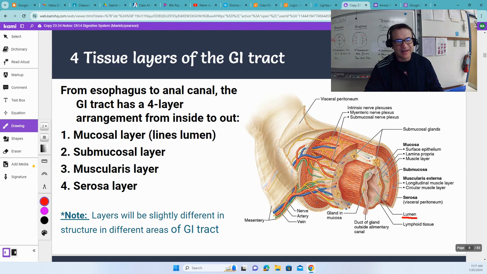So the first layer you're going to get to that lines the lumen is called the mucosa or the mucosal layer. You can see it's made of three distinct layers. It's got a layer of cells on the very inside lining the lumen. And it's got a layer of connective tissue.